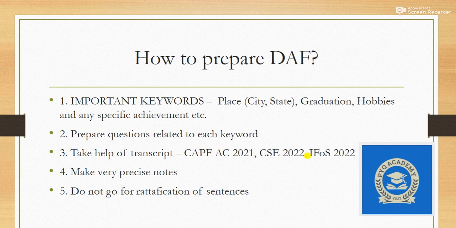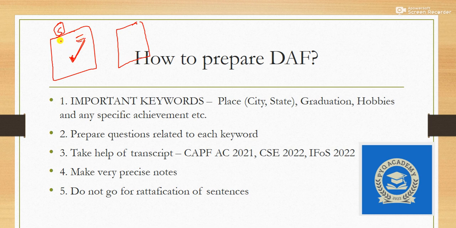Now, how to prepare your DAF. First of all, there is a very big 13-page DAF in CAPF, but if you have to limit yourself, just limit yourself to the summary page. There is only one summary page. You have to go word by word in this summary page, because the whole DAF is not with everyone. I think only the chairman has the whole DAF. The other 3 members who will also be asking you questions only have the summary sheet.